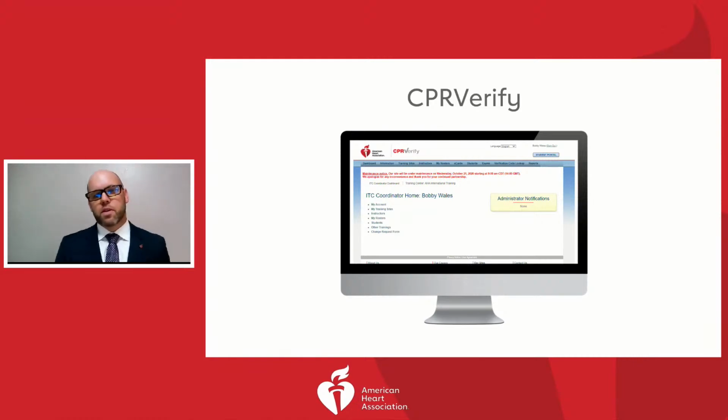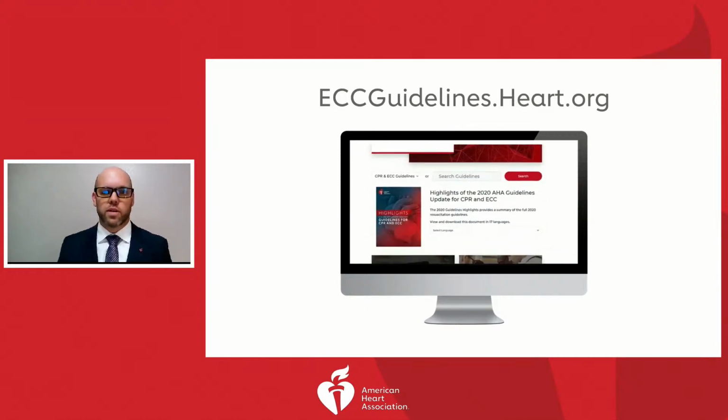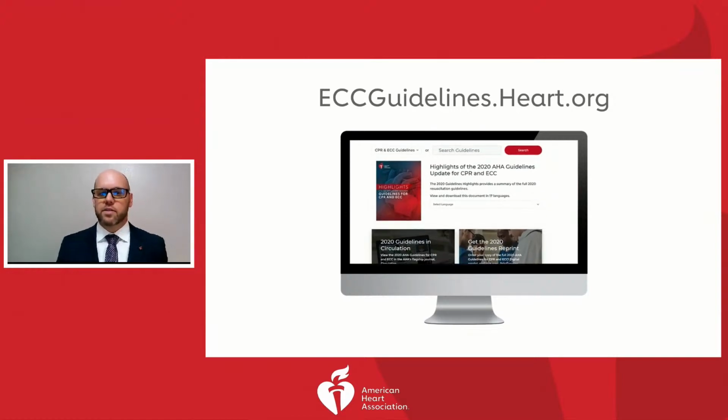You'll also want to keep the public 2020 guidelines website bookmarked for convenient access to all the latest guideline science and resources. On this site, you can access the full guidelines organized by chapter, the full publication in the AHA's journal Circulation, and the guidelines highlights document, which provides a quick overview of the most important updates. The guidelines highlights document has been translated into 17 languages, so it serves as a very important resource for our international training network to be able to share the information quickly and easily with people in their community.